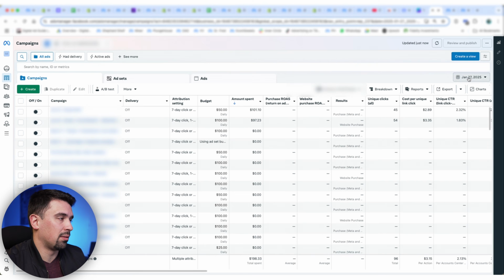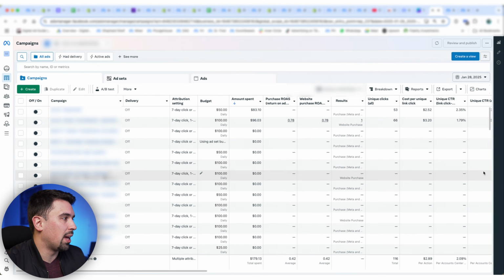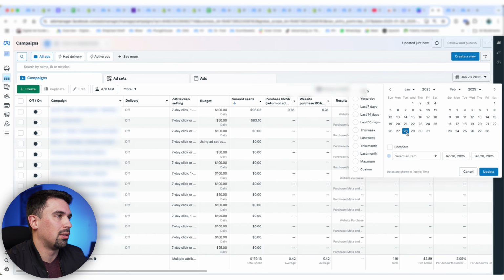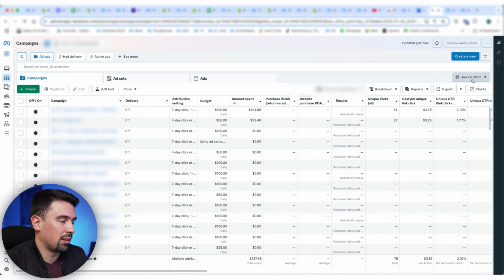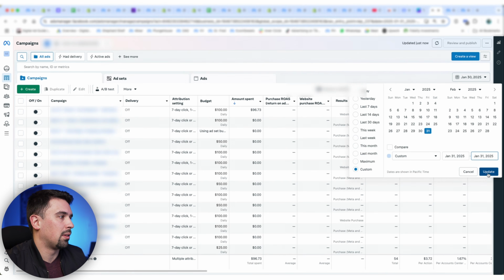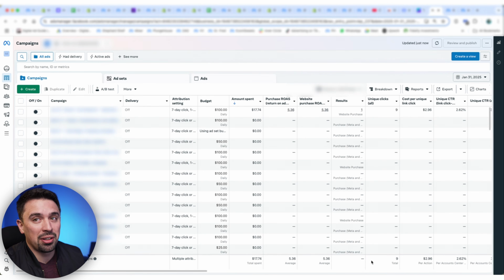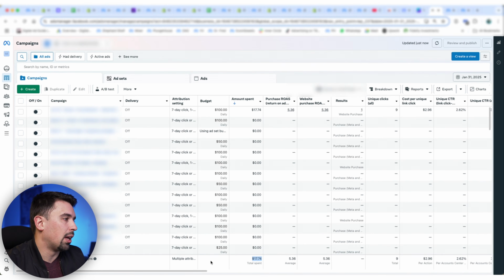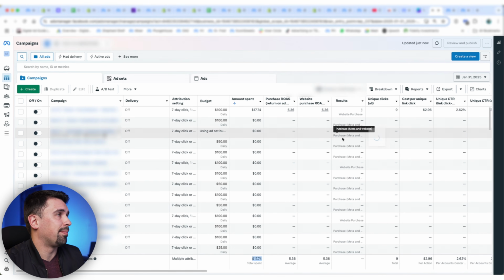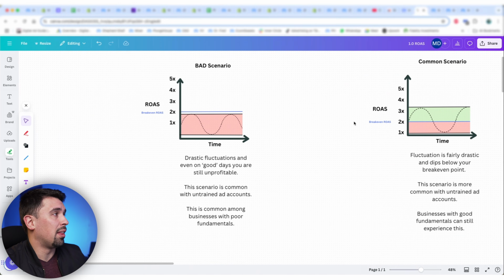27th, nothing. 28th, 0.42. 29th, nothing. 30th, nothing. 31st, okay, 5.36. Okay, we have a one-off random day, very, very low spend. We ended up cutting off the ads, and it attributed the sale later. So it looks better than it really is, okay? So this is an example of the bad scenario. This is what we want to avoid.